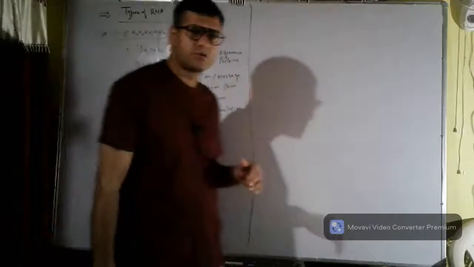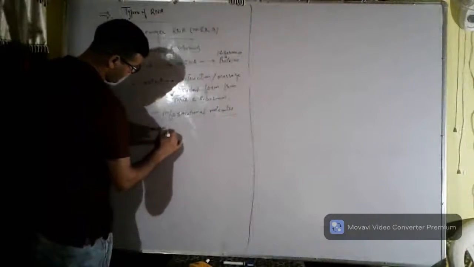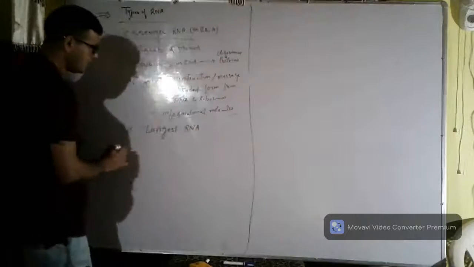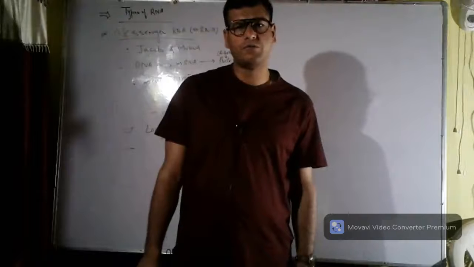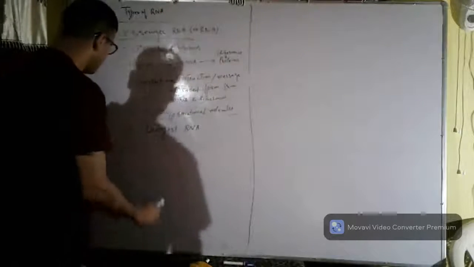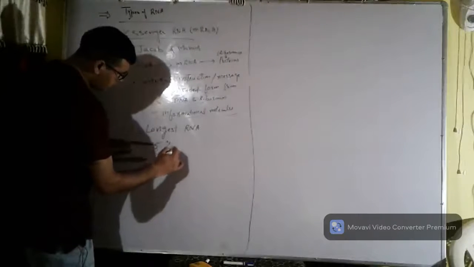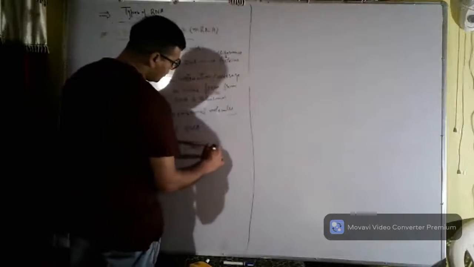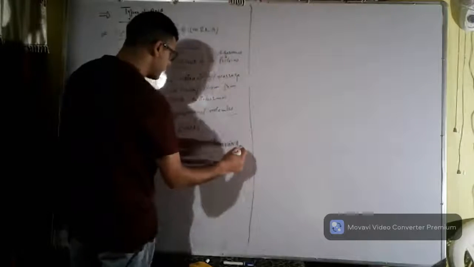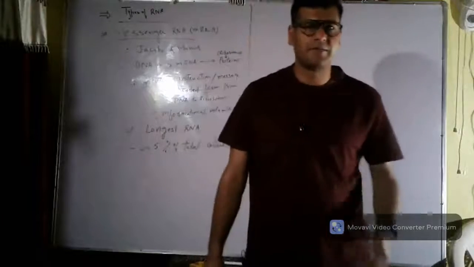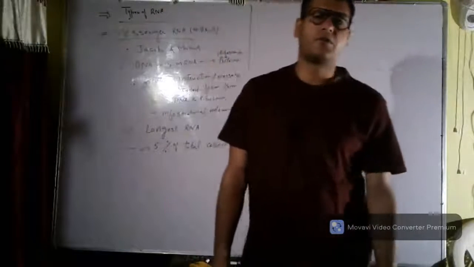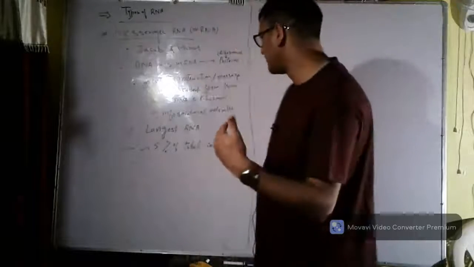mRNA is the longest RNA. This mRNA constitutes about 5% of total cellular RNA. What I mean to say is that if there is 100% RNA in the cell, 5% is contributed by messenger RNA, mRNA.